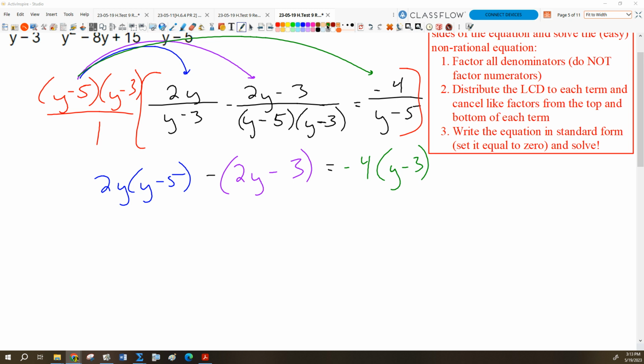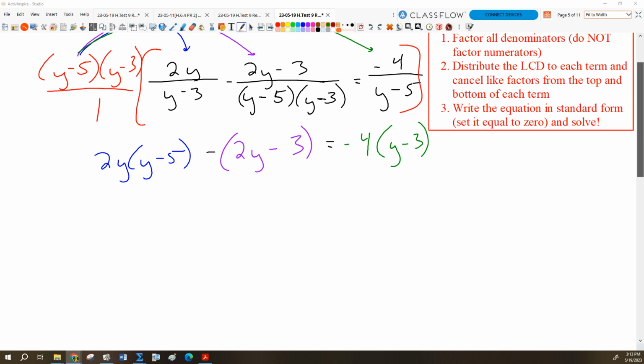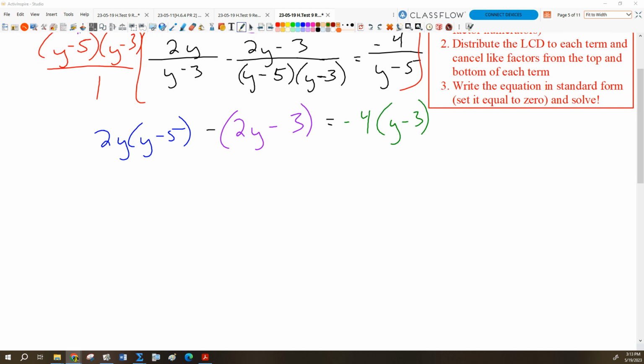We only have an equation involving variables in the numerator, right? There aren't any variables in denominators anymore, so that's good. Now all I've got to do here is just simplify this, put it into standard form. So if I distribute the 2y, I get 2y squared minus 10y. If I distribute the negative here, everybody agree I get minus 2y plus 3. And on the other side, I get minus 4y plus 12.